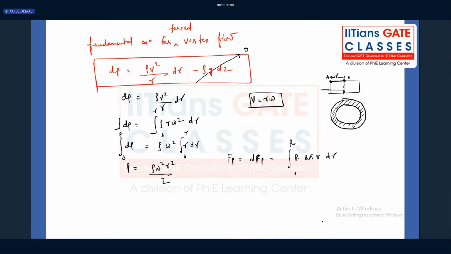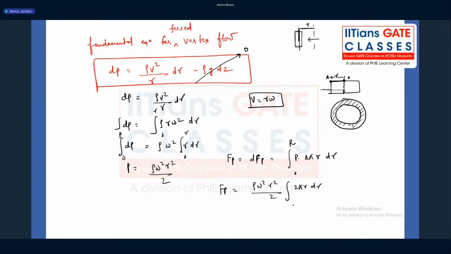We cannot write the pressure force as P multiplied by the area. We can write like that when the pressure is acting on a fixed area, and that whole area is at a fixed radius R from the center of rotation; then no integration is required. But here the area keeps changing with respect to radial distance, because it's a function of the radius. So definitely we need to perform the integration. So what is the pressure force here? Rho omega square r square by 2, 2 pi r dr.